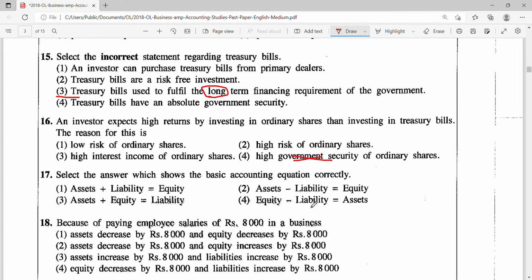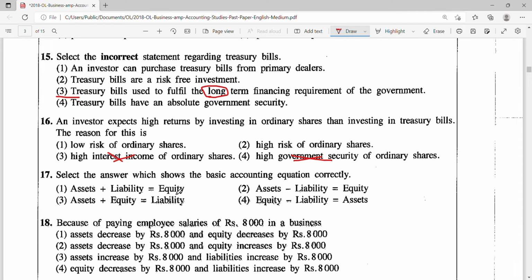Next, ordinary share is an equity instrument. Here you don't get any fixed interest income. Your income depends on the dividend issued by the company and the price difference in the stock market. So, by investing in ordinary shares, you will not get any interest income. So answer 3 is also incorrect because they are talking about interest income.